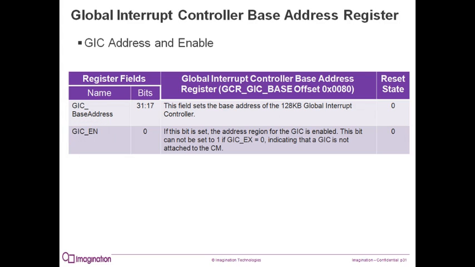You should consult your system specification or system designer to determine what address in your memory map the GIC is located at. That address must be on a 128K boundary. In other words, the lower 17 bits of the address must be zeros. This register should be written at system initialization time with the value of that address. In addition, the GIC enable bit controls the enabling of the GIC. Once the GIC has been programmed, this bit needs to be set to begin receiving interrupts.